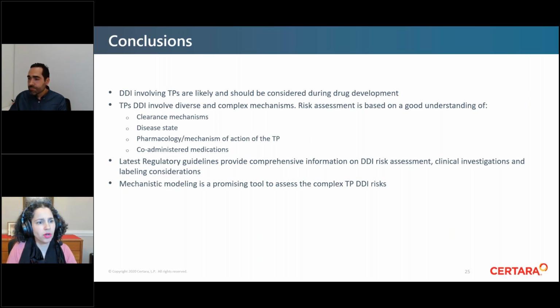Someone would like to know if you're aware if any of the checkpoint inhibitors or other immune modulators were evaluated for drug-drug interactions with regard to CYPs, or are these regarded as locally acting with respect to cytokine levels?